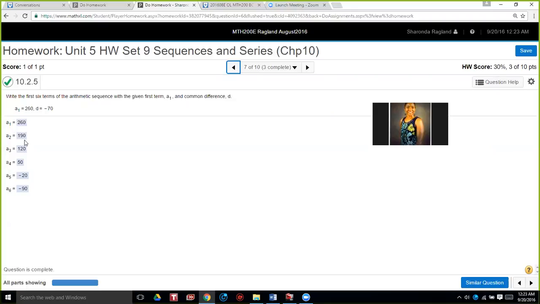260 minus 70 is 190. 190 minus 70 is 120. 120 minus 70 is 50, etc. Okay, so these are your 6 terms in your arithmetic sequence.